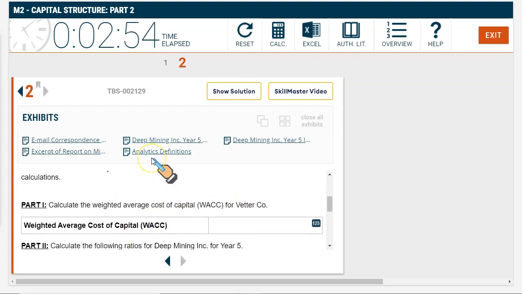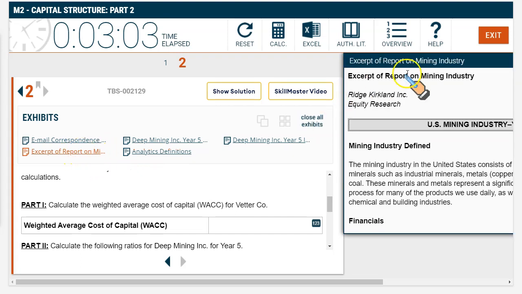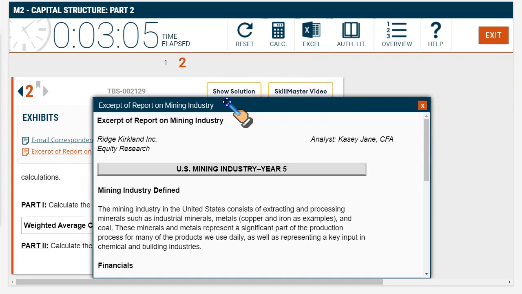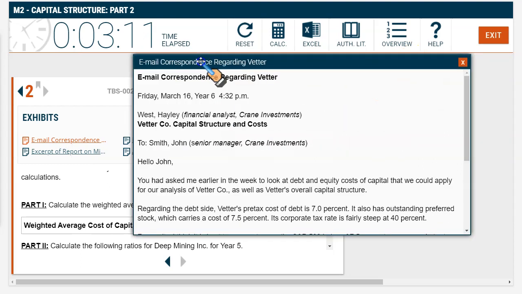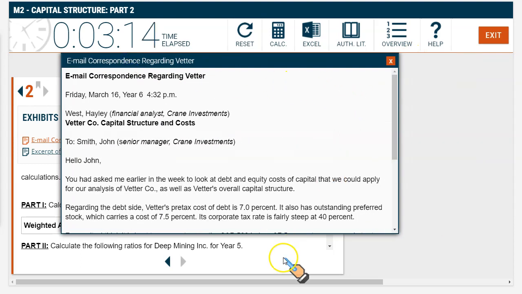So which exhibit to open? Deep Mining, not interested. Analytics definition, the formulas that we should use for computation. Extract of report on mining industry, not the concern at the moment, which means what we are looking for is most probably present here in email correspondence. So let us see what we have in this conversation.